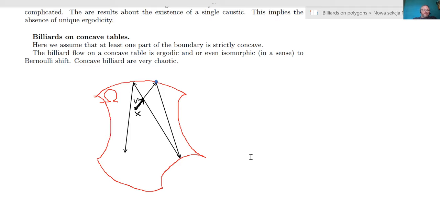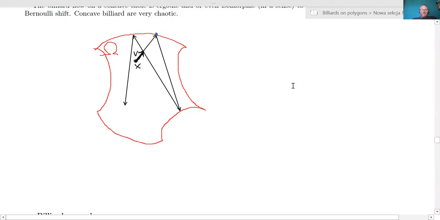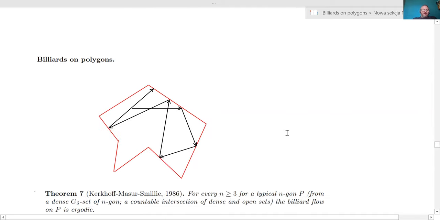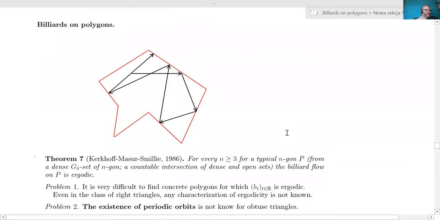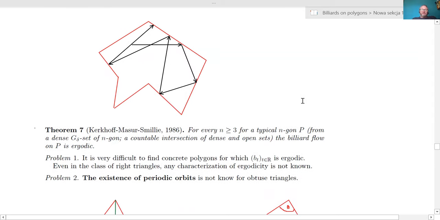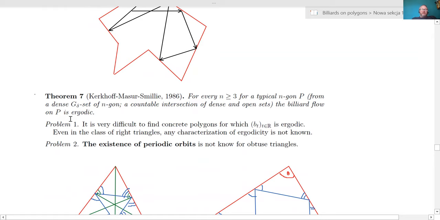Okay, so now I would like to pass to my favorite class, which are billiards in polygons. And in this class, the theory of dynamical systems is not well developed. An old theorem by Kerckhoff, Masur, and Smillie seems to be still the best one. This theorem says that for every number n greater than or equal to 3, for a typical n-gon P, the billiard flow on this n-gon is ergodic. Typicality here has a topological flavor.